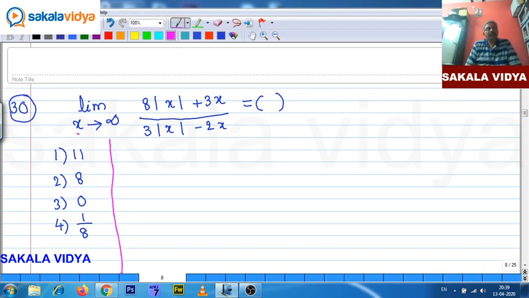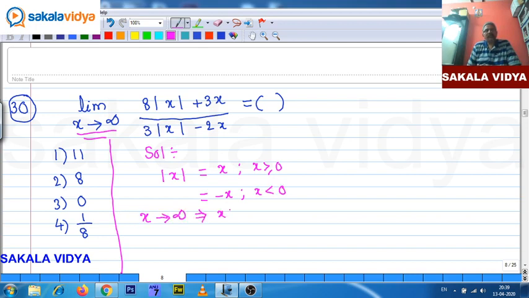So, limit x approaches infinity, (8|x| + 3x) / (3|x| - 2x). First let us have a discussion on the mod x function. See, mod x is equal to x when x is greater than or equal to 0, and equal to minus x when x is less than 0. Am I correct? Now, x approaches positive infinity, that means x is greater than 0. Therefore mod x is defined as x.